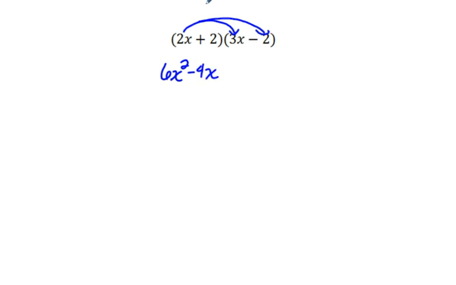And now that one's done, I multiply this term by everything over here. So ew. It's going to be plus 6x, minus 4. Now that I've multiplied, I've got to combine like terms. So 6x squared doesn't have any like terms. Negative 4x plus 6x combines to give you positive 2x. And you have minus 4.